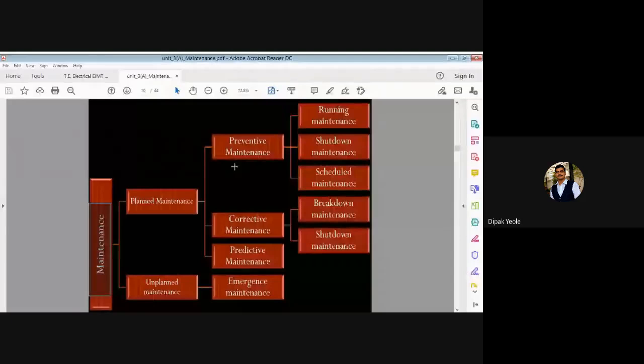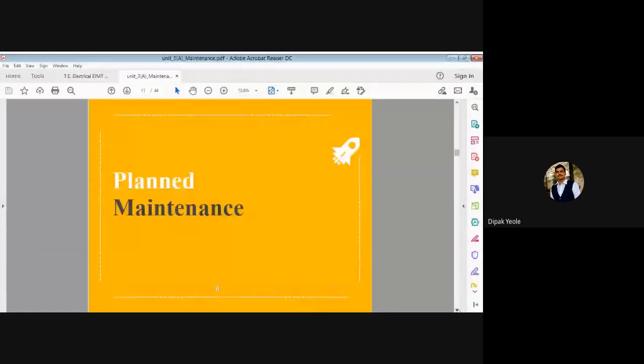Now we will start with the first type of maintenance. You can see by reading the name, plant maintenance. Under this we will study the types, the definition, the objectives and the steps. We will finish this part and stop over here. There are 10 minutes remaining and we will finish this part in 10 minutes.